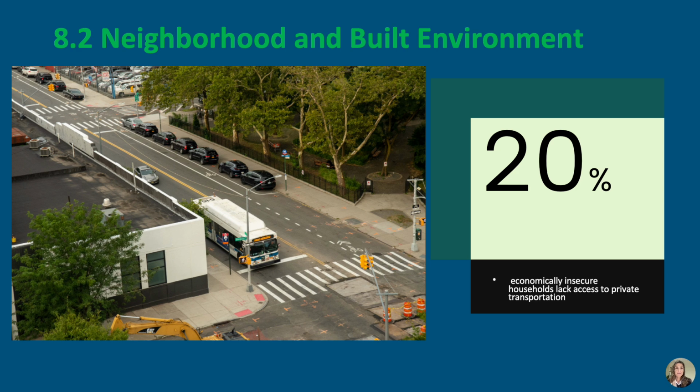When we talk about the built environment, this includes transportation access, so roadways, green space, the physical buildings and structures. So all of this, we're talking about the built environment. Almost 20% of economically insecure households lack access to private transportation. So more economically insecure people drop out of the labor force because they don't have a means to get to work, or a reliable means to get to work.